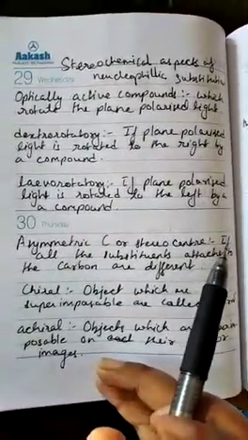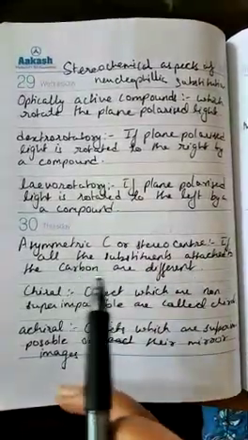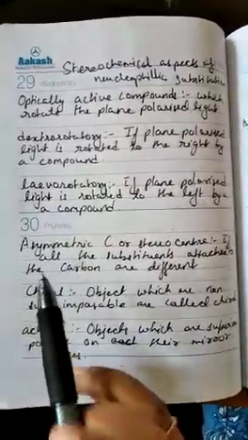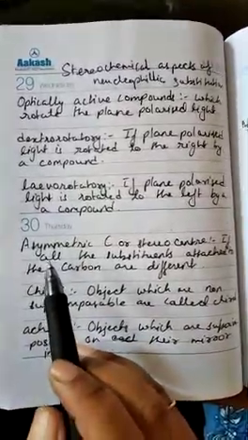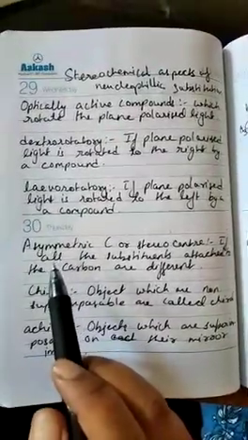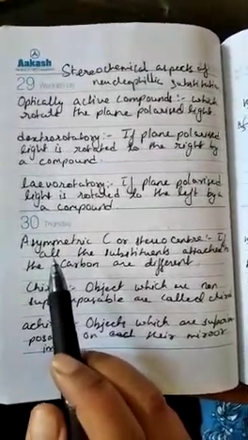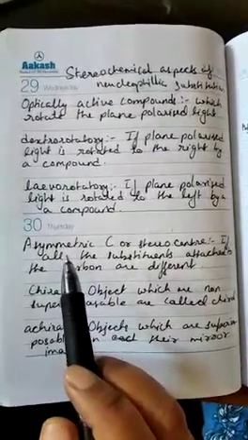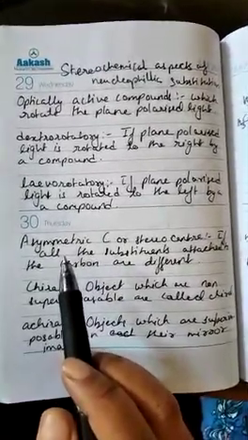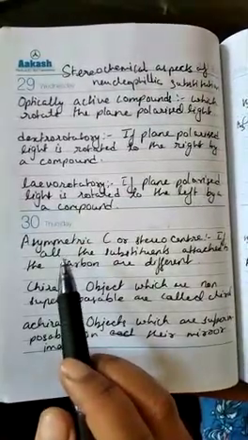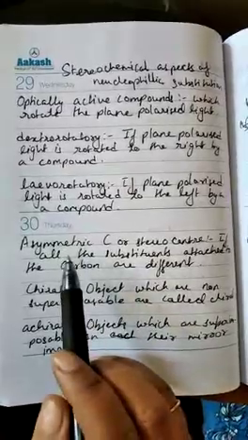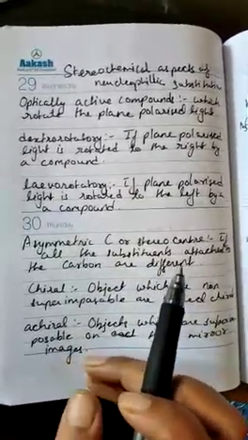Next is asymmetric carbon or stereo center. Basically, if all the substituents attached to the carbon are different, then it is known as asymmetric. As you all know, carbon is tetravalent in nature. It means that it can have 4 bonds with different constituents or the same constituents also. So if a carbon atom has different types of substituents attached to it, then it is known as the asymmetric carbon atom.